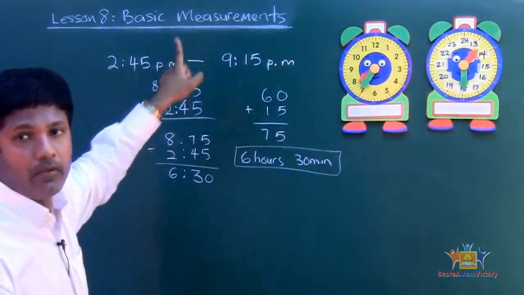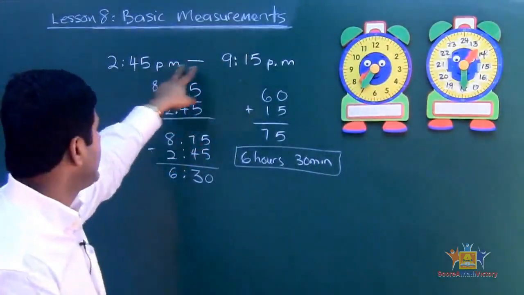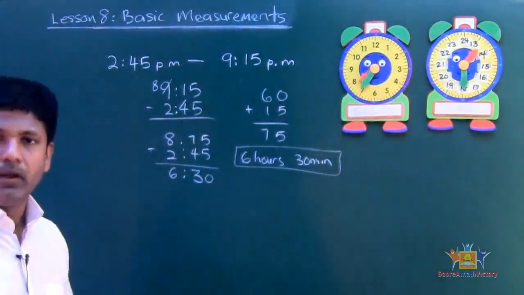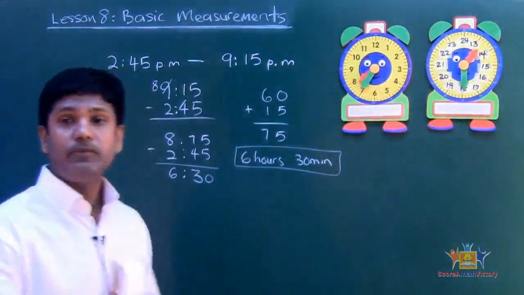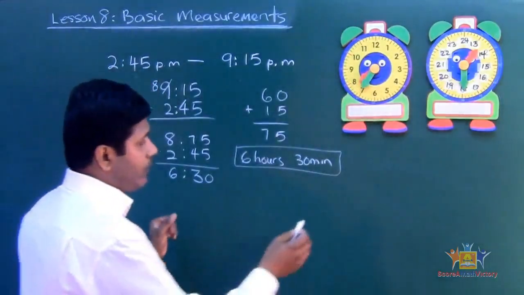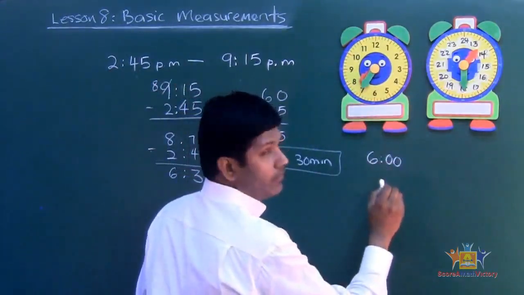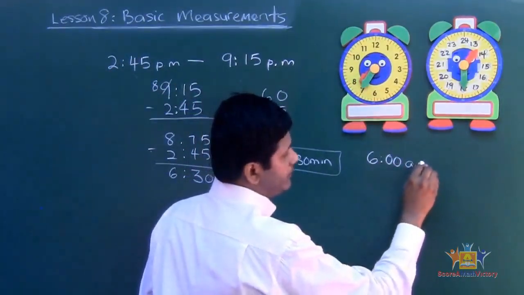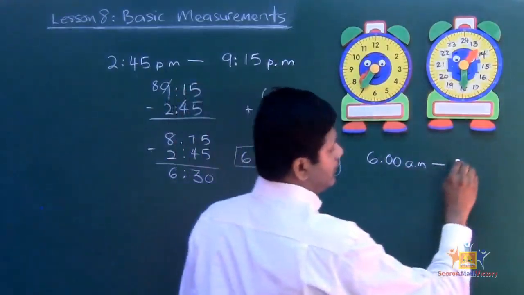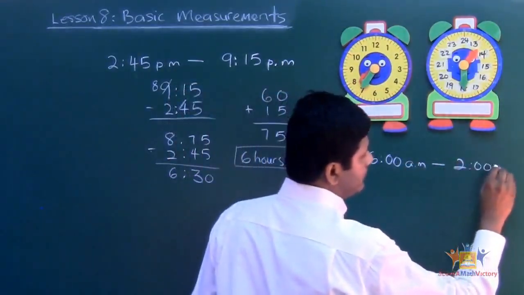Now, in order for me to use this method, it must be PM and PM, or AM and AM. Alright, Mr. Mac, what happens if I have an AM to PM? Let's say, for example, I want to find the time interval from 6 AM to 2 PM.